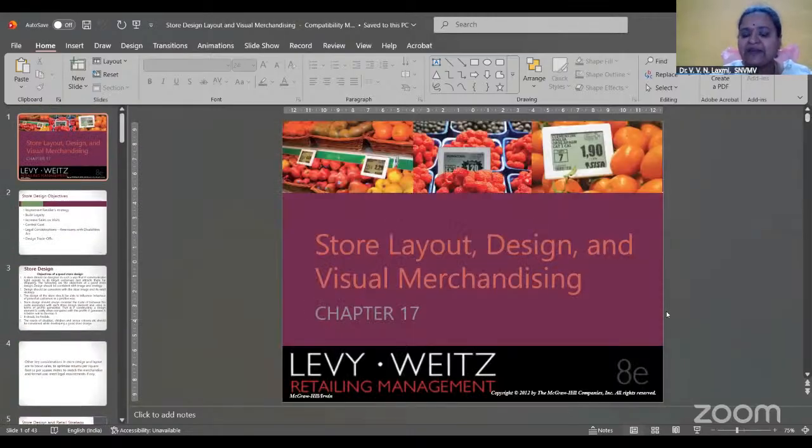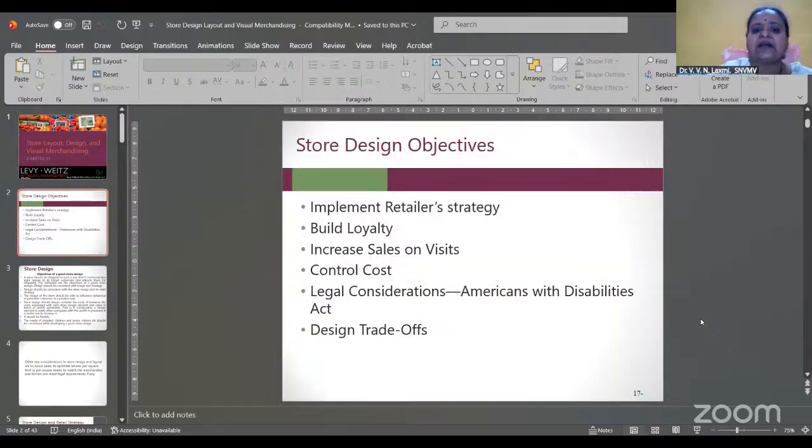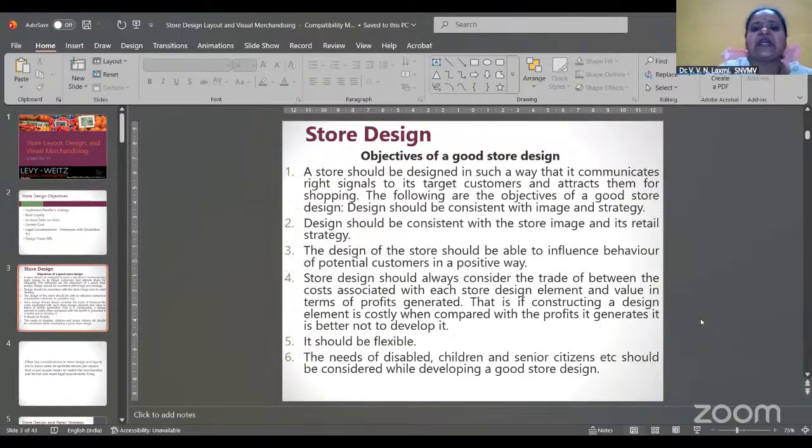Now, I have taken this entire concept from the Levy and Weitz book, Retailing Management. Now, let us look at the store design.